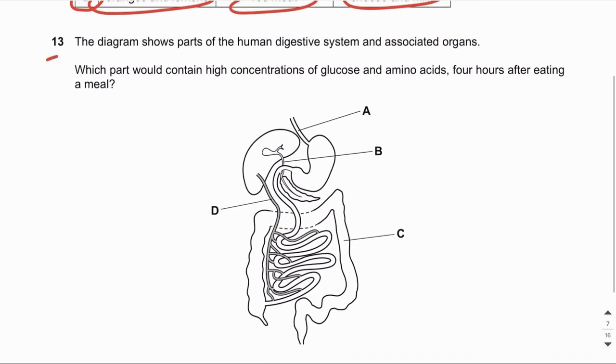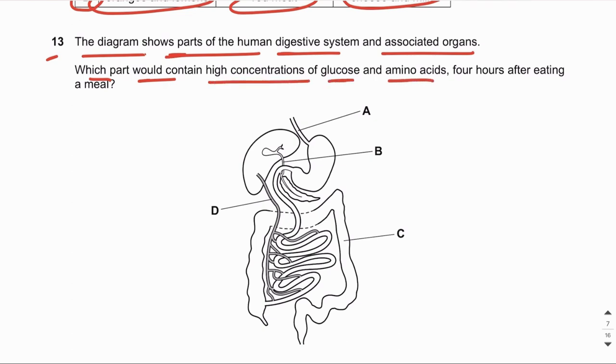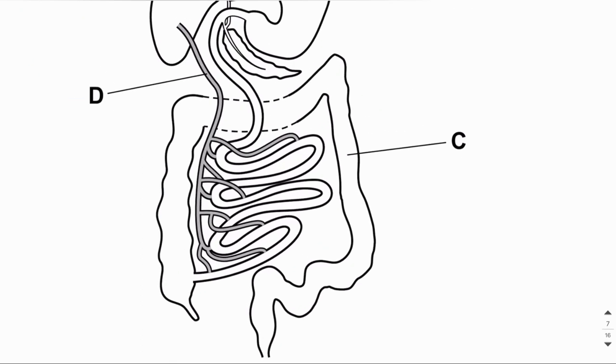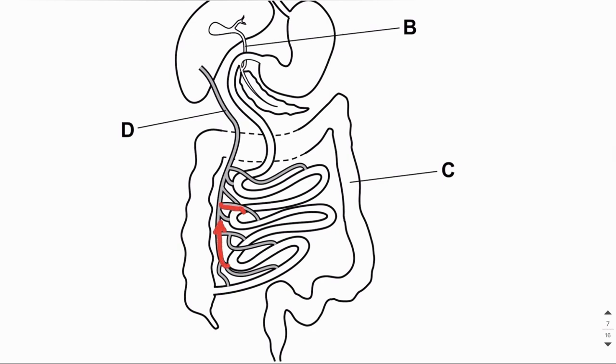MCQ number 13. The diagram shows parts of the human digestive system and associated organs. Which part would contain the highest concentrations of glucose and amino acids 4 hours after eating a meal? So guys, you all know that whatever food is digested is absorbed in the ileum. This is the ileum, and it's absorbed into the blood, and this blood flows, eventually forming what? The veins coming out of the ileum form the hepatic portal vein. And all the nutrient-rich blood is going to the liver via the hepatic portal vein. This is the liver, right?